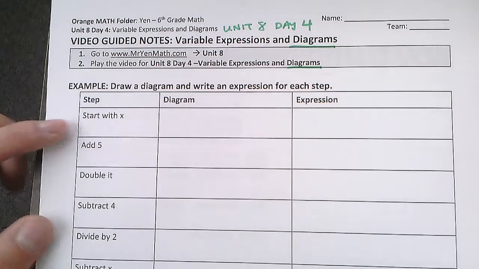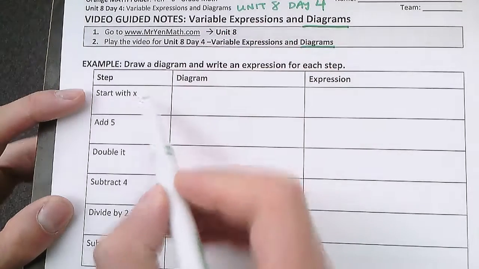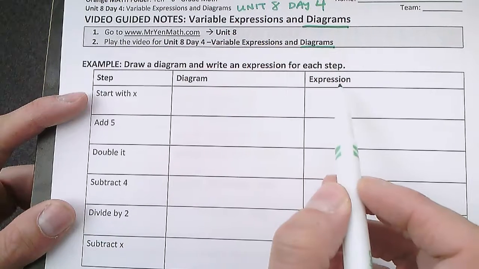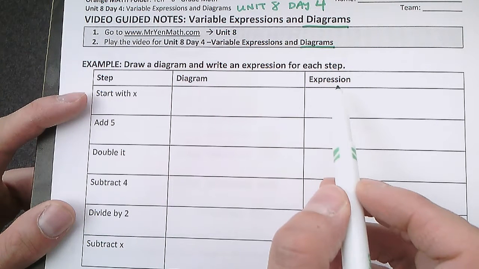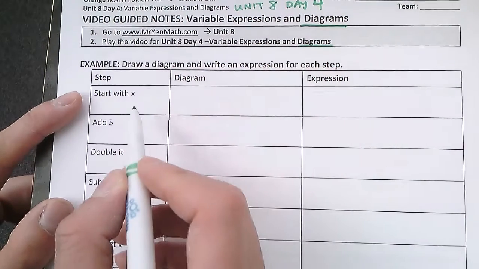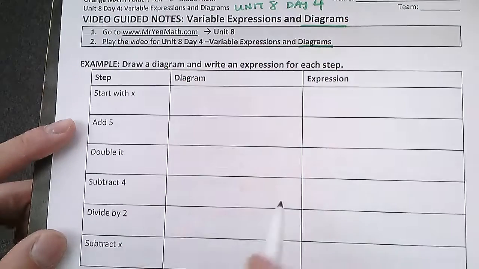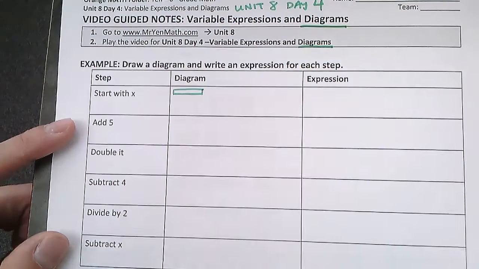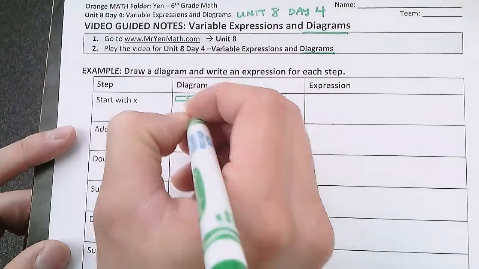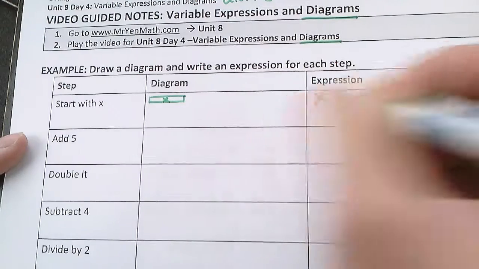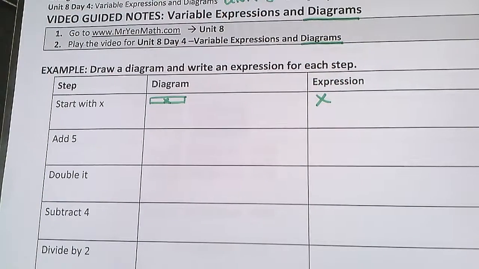Alright, so let's look at our instructions here. It's giving us a list of steps to do, and then we're going to draw a diagram for each step, and then we're going to write out the algebraic expression, so it's going to have a variable with what's going on. So step 1, it says start with x. So we're going to draw out a little rectangle like that, and that is going to be x. So you'll put your little rectangle in there, put x, and the expression is we're just starting with x, like that. So that's done.